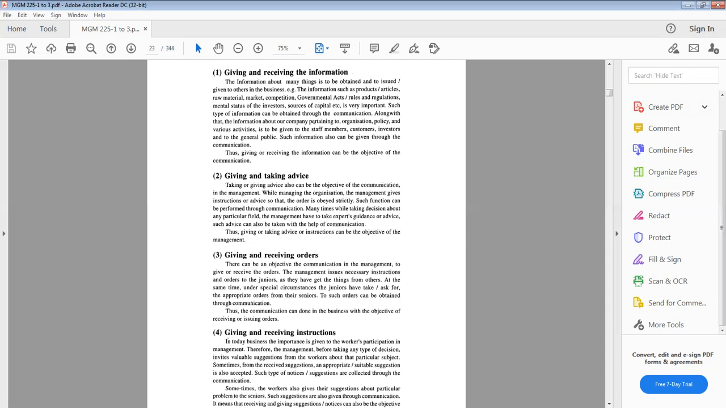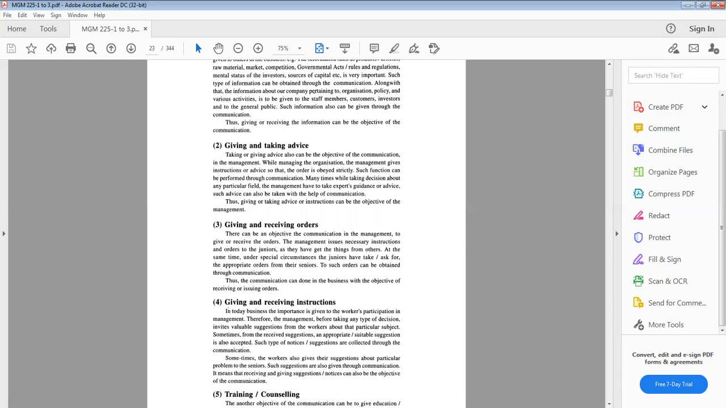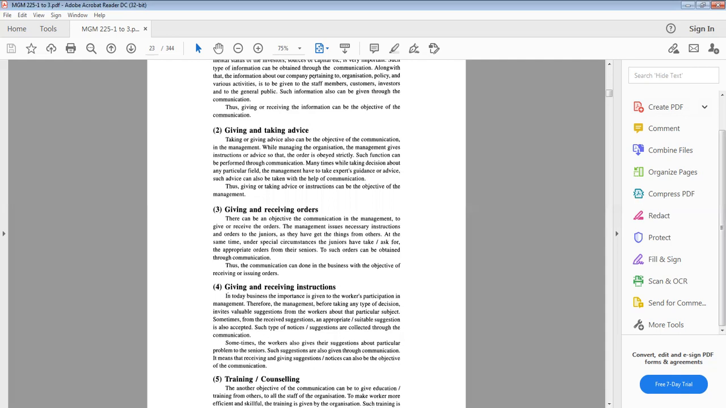The fifth part. Another objective of communication can be giving training to the staff of the organization to make work more efficient and skillful. The training is given by the organization. Such training is nothing but required education to the staff. Then the next one is giving warning.